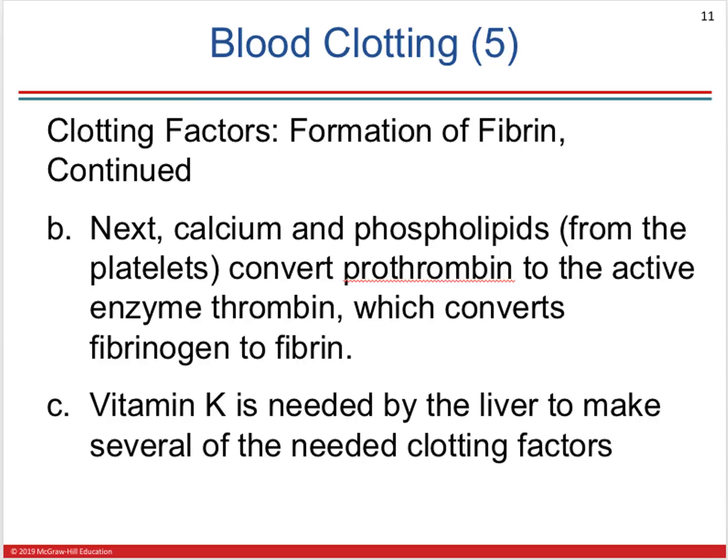So then let's take a look at this. Here are things you do need to know. Calcium and phospholipids, as you'll see in a moment, are important to all of these pathways. And this helps to convert a precursor to thrombin called prothrombin into its active form, thrombin. And thrombin is the one that then converts fibrinogen into fibrin. You need to know this detail.